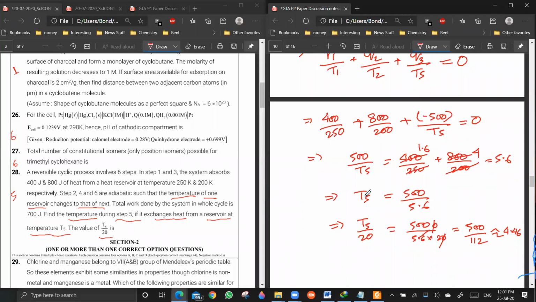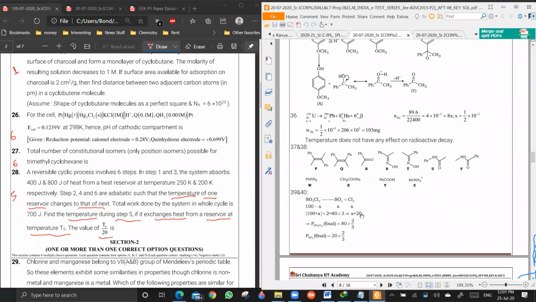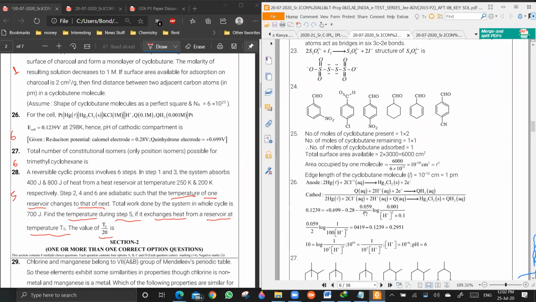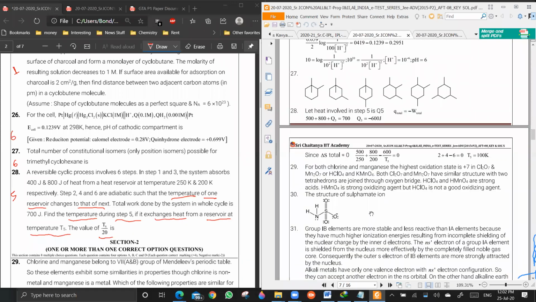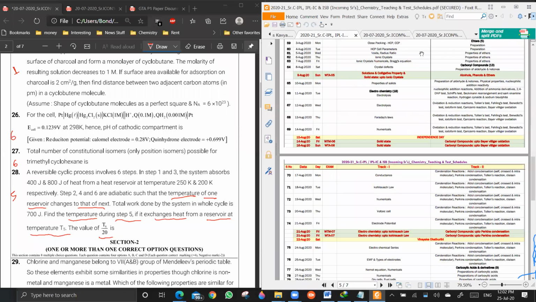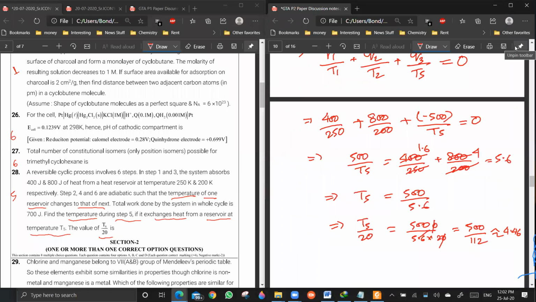Sir, how is it approximated to 5? Sir, it should be 4 only, no? Yeah, let us see what they have done here. Oh. 500 plus 800. Here they have used 400. Here they are giving 500. There is a discrepancy here. Are you getting my point? Yes, sir. They have solved the question using 500, but they are giving only 400 here.